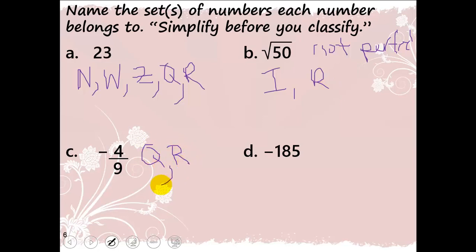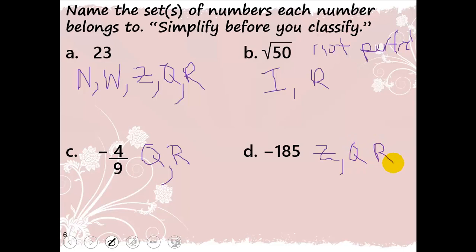-185. I don't count naturally. When I count things out, I don't count -1, -2, -3. So it's not a natural. It's not a whole number. It starts with a negative, so it's going to be a Z, which is for the integers. It's also rational, which we designate with a Q, and it's also real.